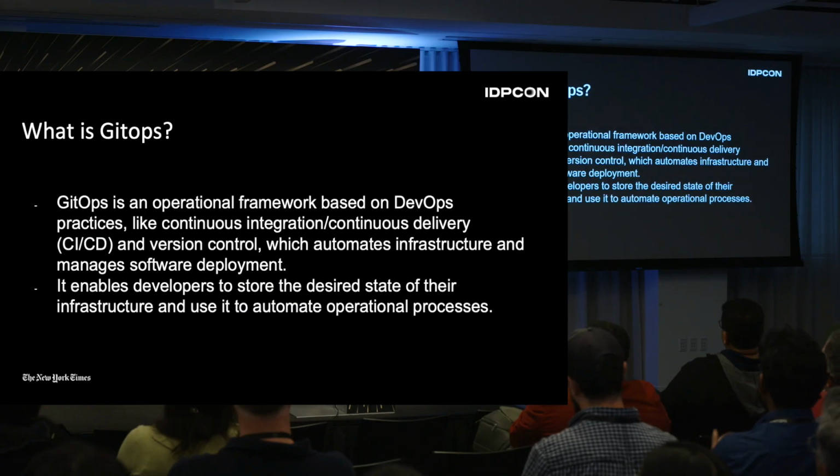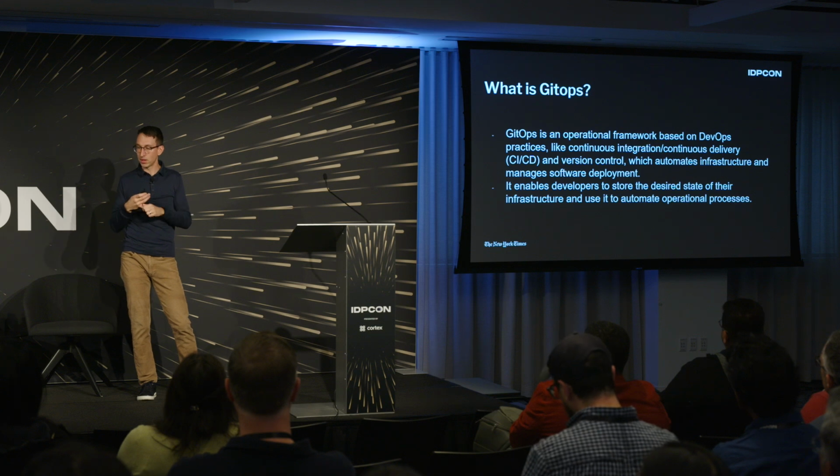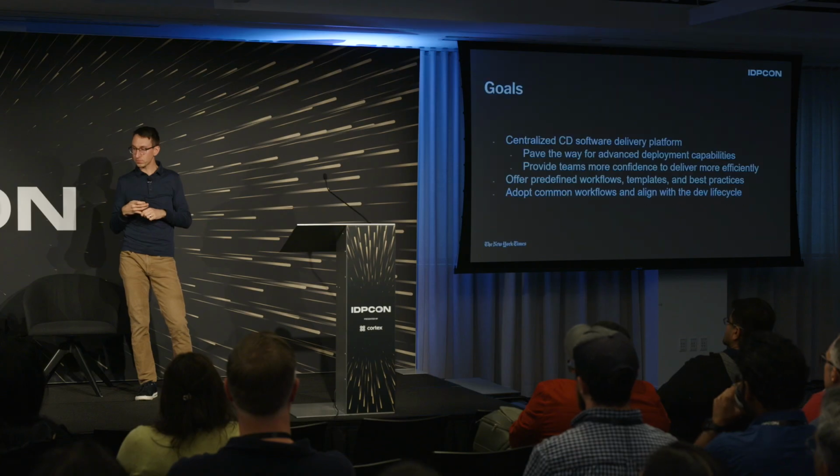So what is GitOps for folks who are not familiar? It's an operational framework based on DevOps, which automates infrastructure and manages software deployments. And it enables developers to store the desired state of their infrastructure and use it to automate operational processes. So the nice thing with Argo is that you can set it to do this self-healing model. So if someone goes in and accidentally deletes something in Kubernetes with kubectl, Argo will resync and redeploy your application so it maintains what's in Git in the cluster.